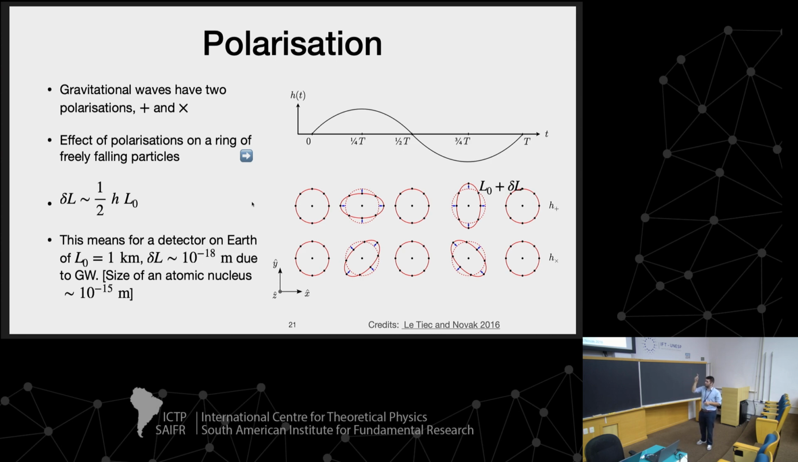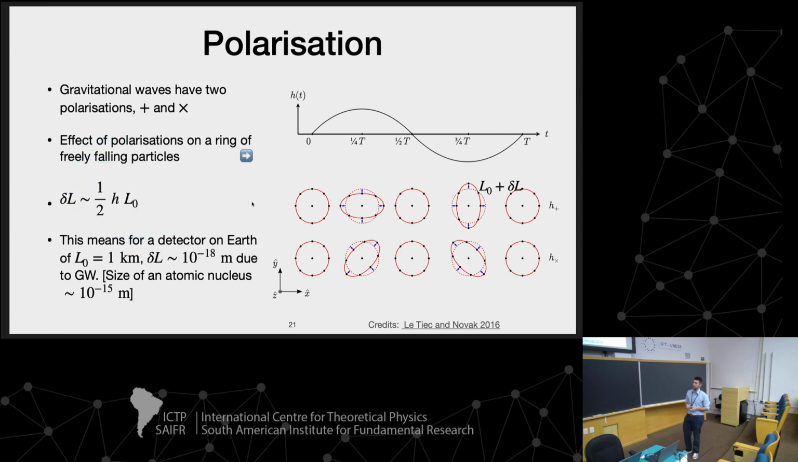So the plus polarization interacts on the perpendicular axes, y and x, and the cross polarization interacts with the diagonals. When a gravitational wave passes through a free-falling particle, what happens is that you have a displacement, and the displacement is directly proportional to the amplitude of the gravitational wave and to the dimension of the free-falling particle.